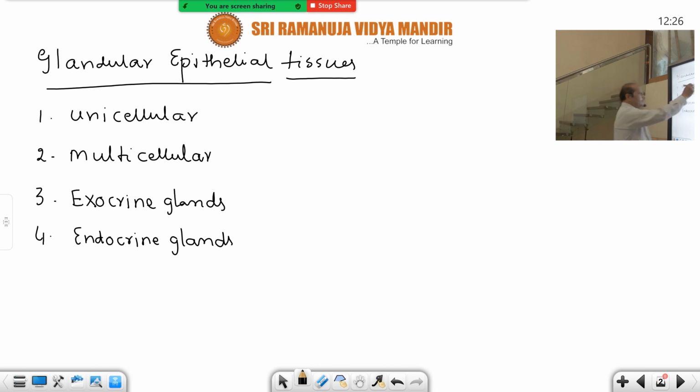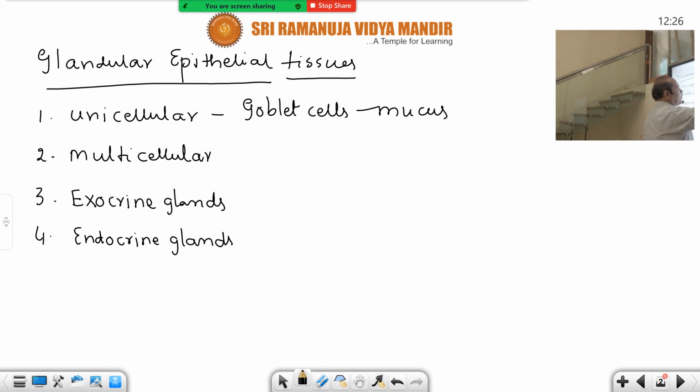So unicellular glands, best example, alimentary canal glands, which are called goblet cells, secrete mucus. Function of goblet cells is secretion of mucus. You see that diagram also, that goblet cell. For your left side, the diagram is given. And multicellular glands are also given.